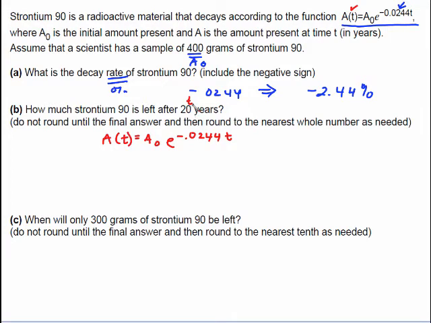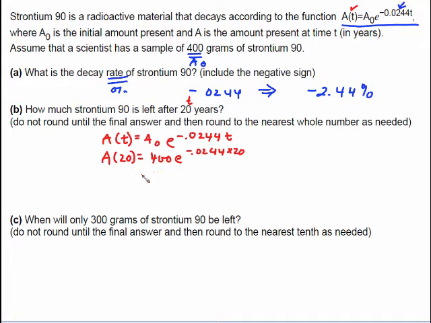This next question asks how much of this material is left after 20 years. 20 years is your t, so we're using the same function, but now we're going to find A of 20 since t is 20. So A sub 0 is still the 400 grams that we started with, e to the negative 0.0244 times t, which is 20.